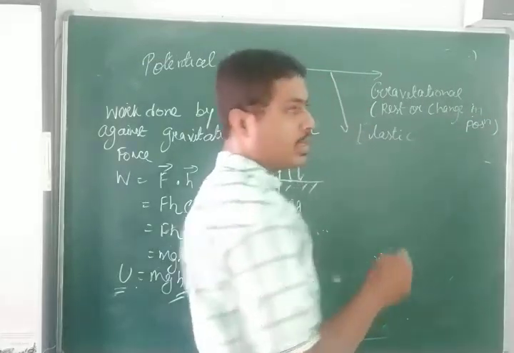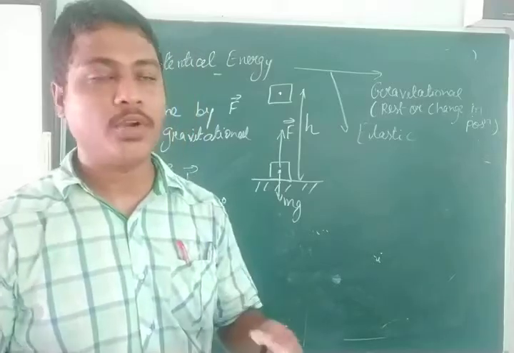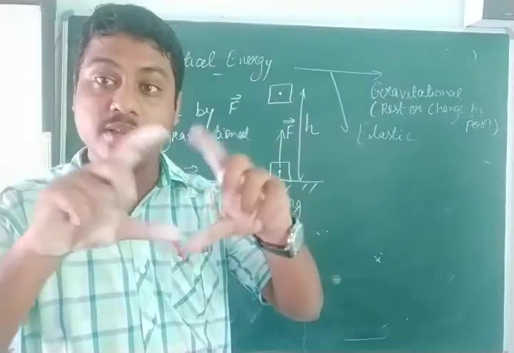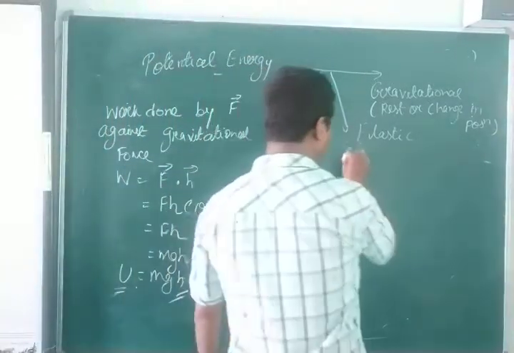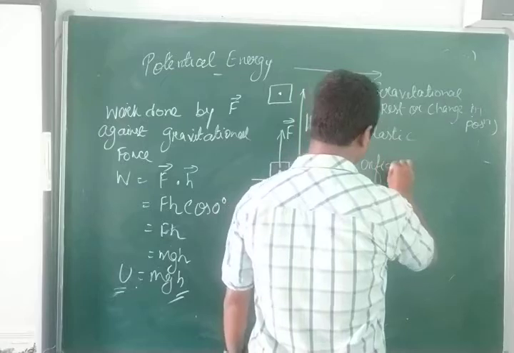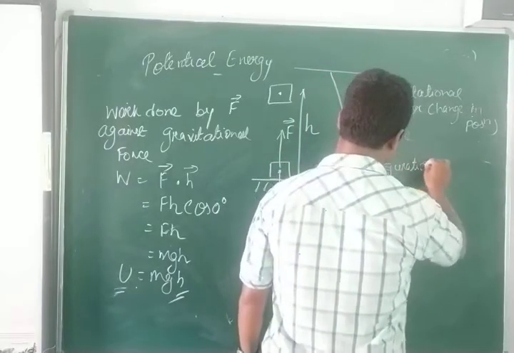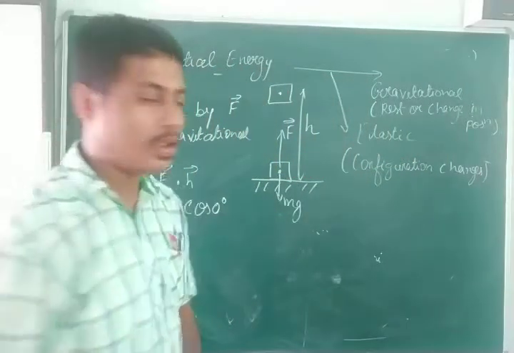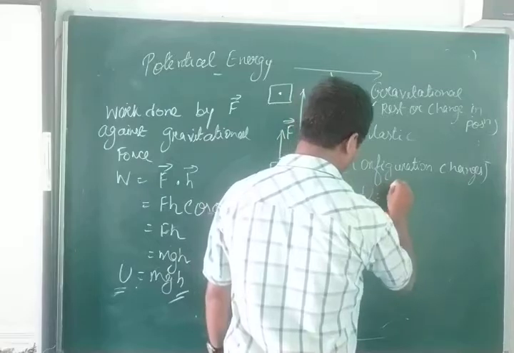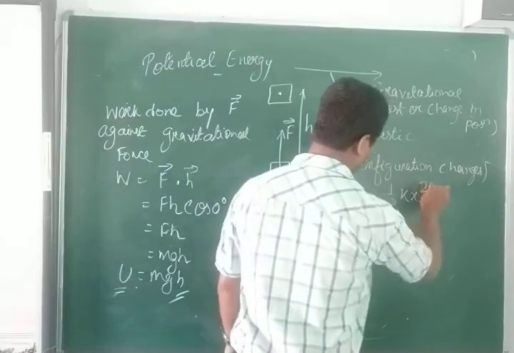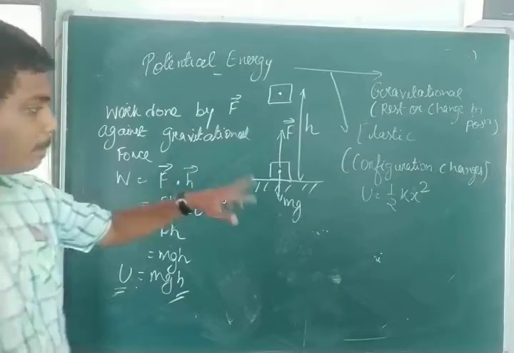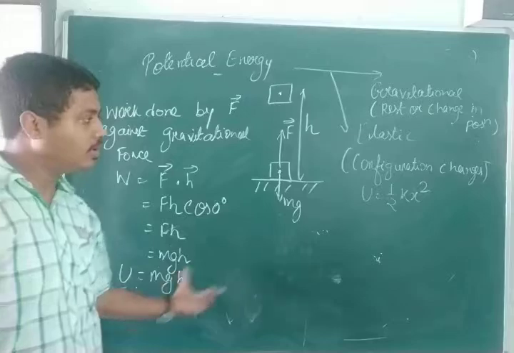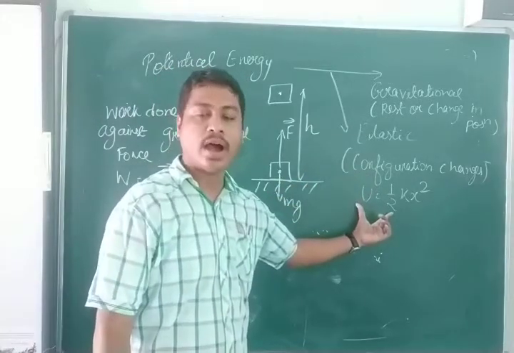And elastic potential energy: suppose you take a spring or a rubber band and stretch it, the rubber band's configuration changes, its shape changes. So when the configuration changes, elastic potential energy is gained, as in the rubber band or spring. And this has a formula, U is equal to half kx squared. This is the difference between gravitational and elastic potential energy. Gravitational potential energy has the formula mgh, and elastic potential energy has the formula half kx squared.